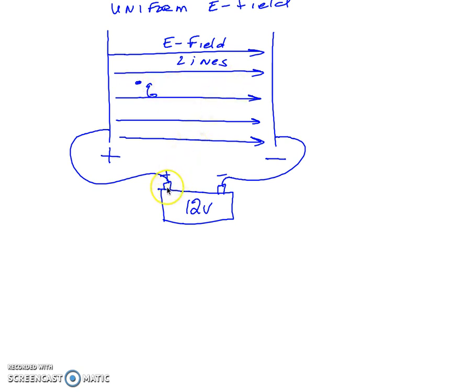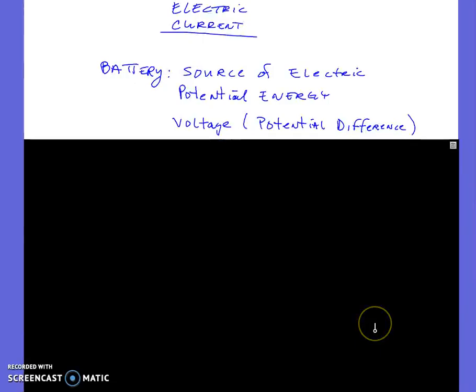So when I connect a battery to these two plates, it creates an electric field between the plates. And the reason I bring this up is that we're going to be using batteries when we look at very simple circuits. And what the battery does is it creates an electric field inside the wires of the circuit. So let's look at what we mean by electric current.